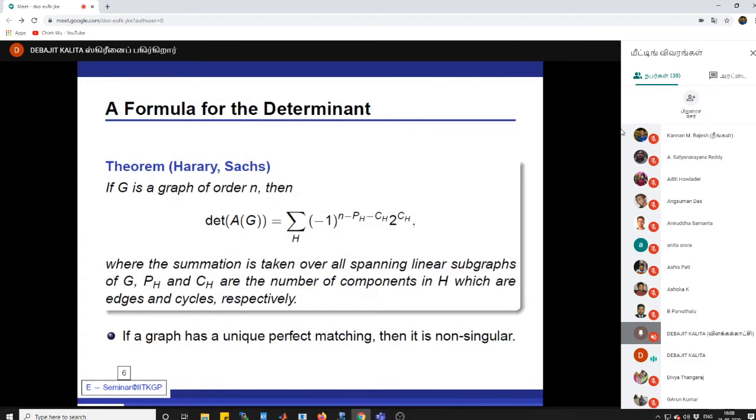So if it's a non-bipartite graph, it is for any graph. You are saying that if a graph has a unique perfect matching, then it is always non-singular. For non-bipartite graphs, it is also true? Yes, it is also true. Okay.